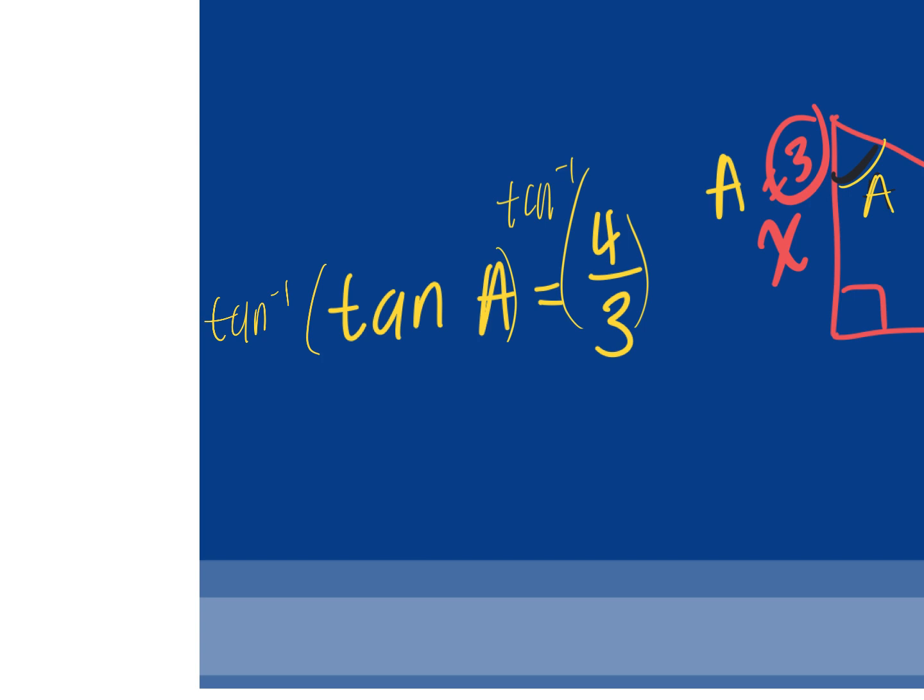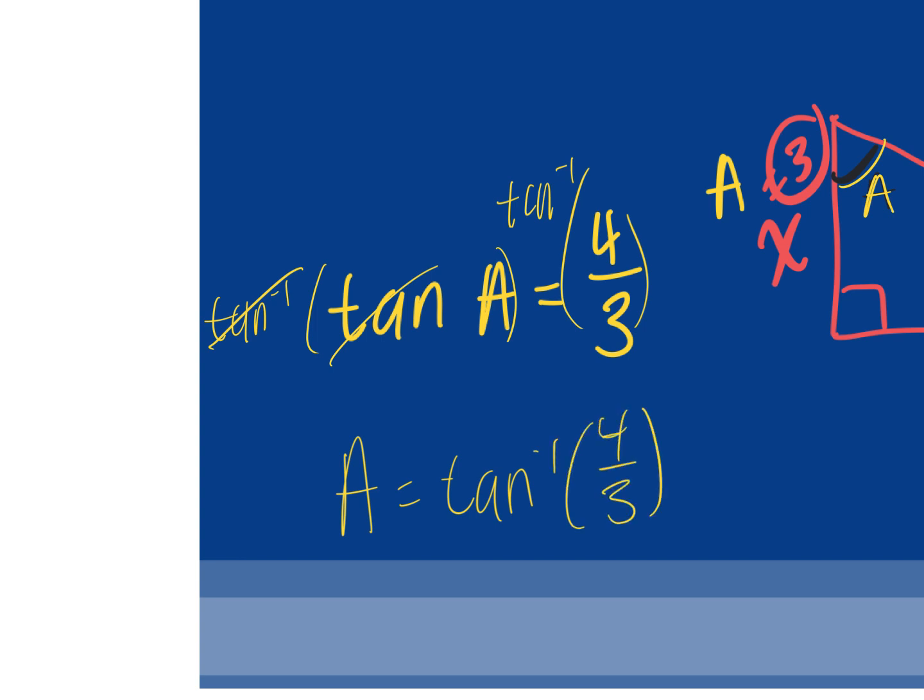It cancels out the tangent on both sides, right? They're inverses of each other. So A is just equal to the tangent inverse of 4/3. And when we plug that into a calculator, the inverse tangent of 4 divided by 3 is 53.1.